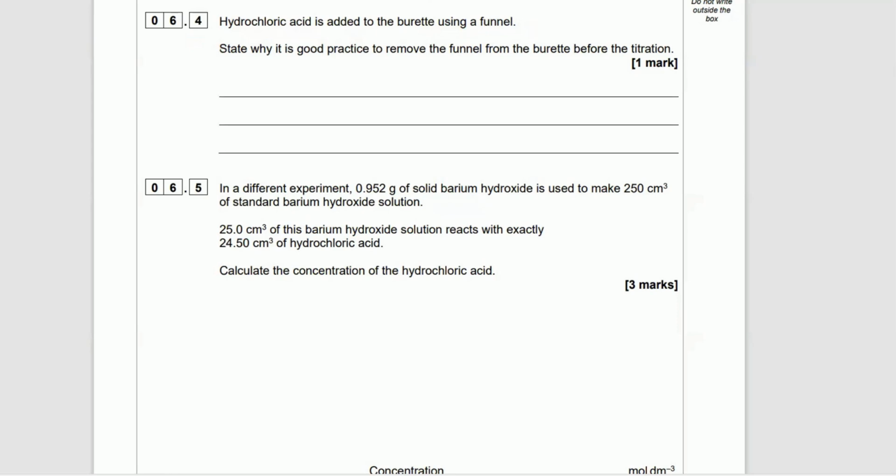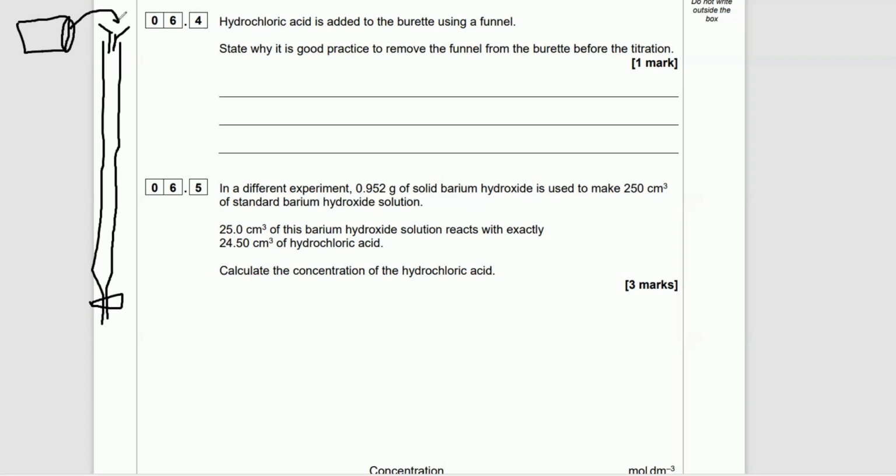Hydrochloric acid is added to the burette using a funnel. State why it's good practice to remove the funnel from the burette before the titration. So let's have a little look. If you leave the funnel in there, which has got hydrochloric acid in it, as you do your titration, some hydrochloric acid might drip from the funnel into your burette.